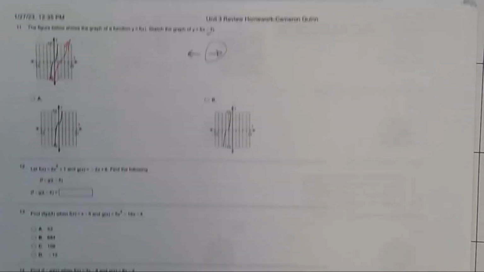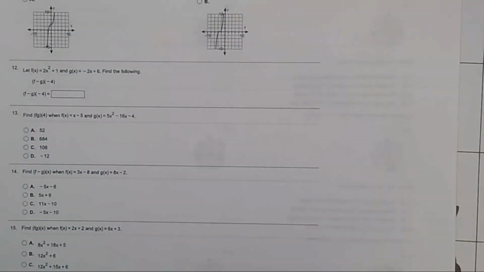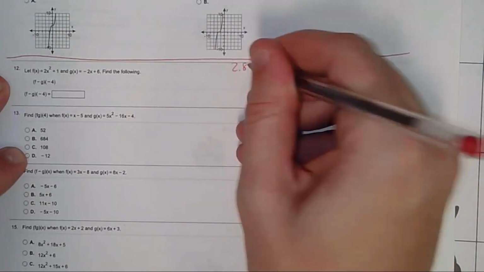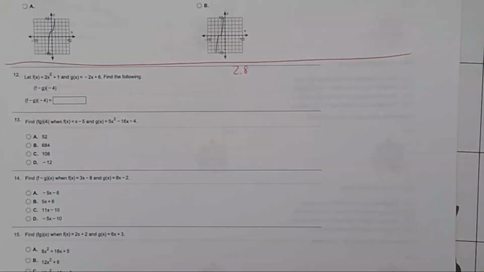Okay. This portion in the test review is where we've moved on to 2.8. And this is kind of all of the stuff that I was noticing people were having the most trouble with.